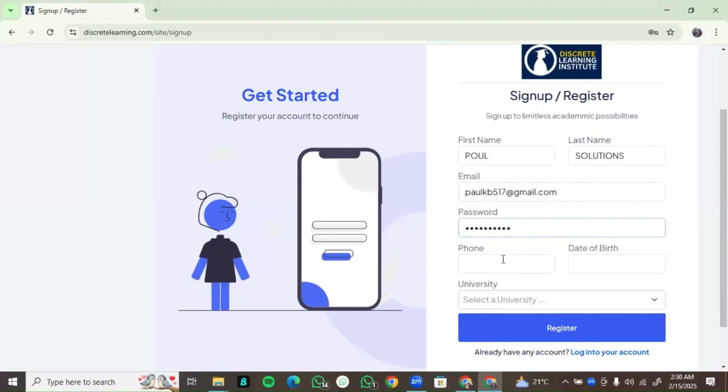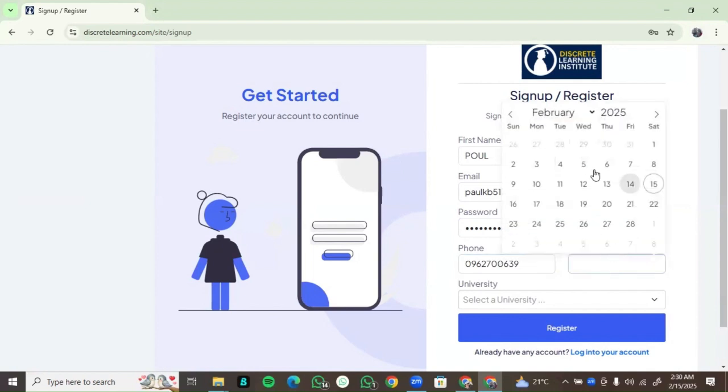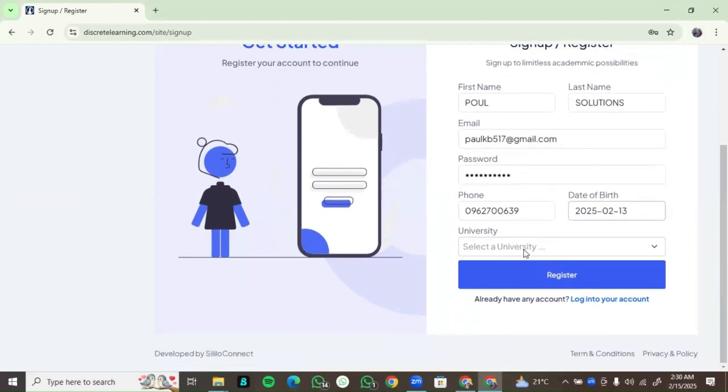Right, I've put my password there, and then here I'm going to put my phone number. Okay, so you put your phone number there. Okay, and then here you put your date of birth. So you choose your date of birth here. So I just choose that date, and then there you're going to choose your university.